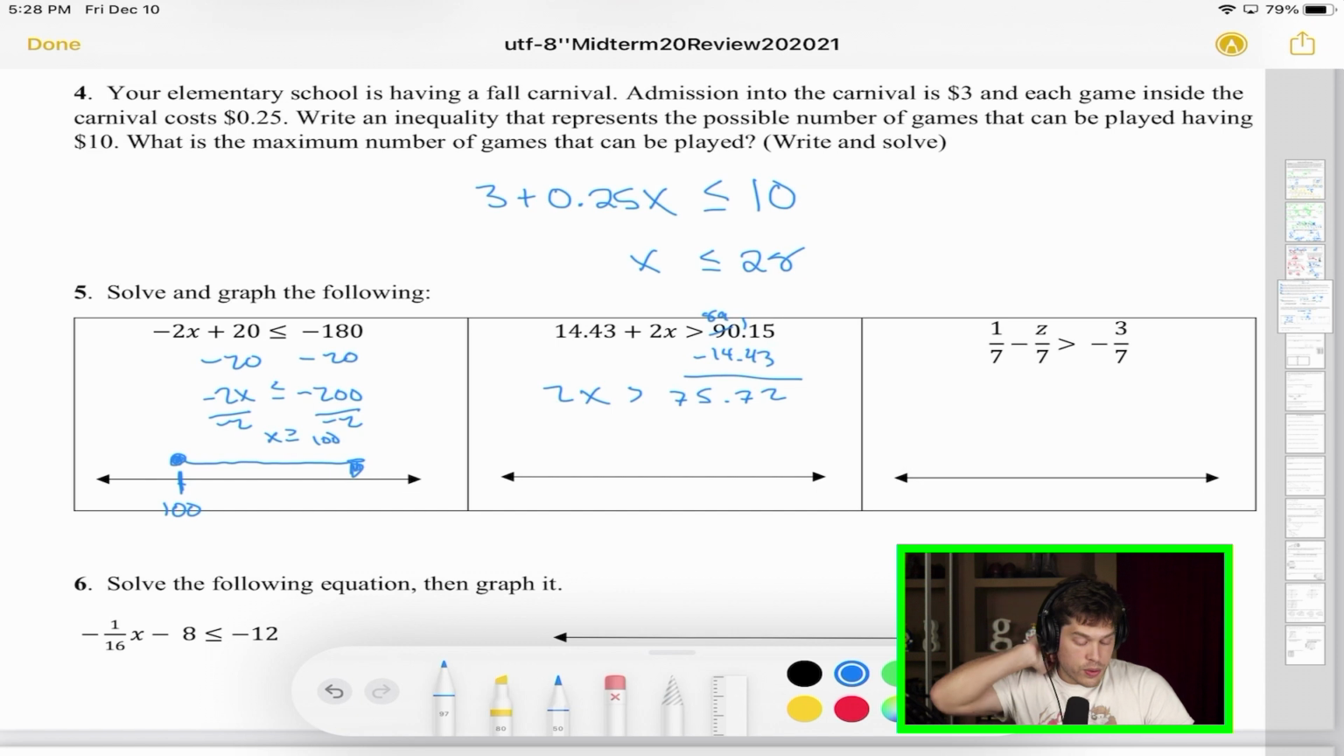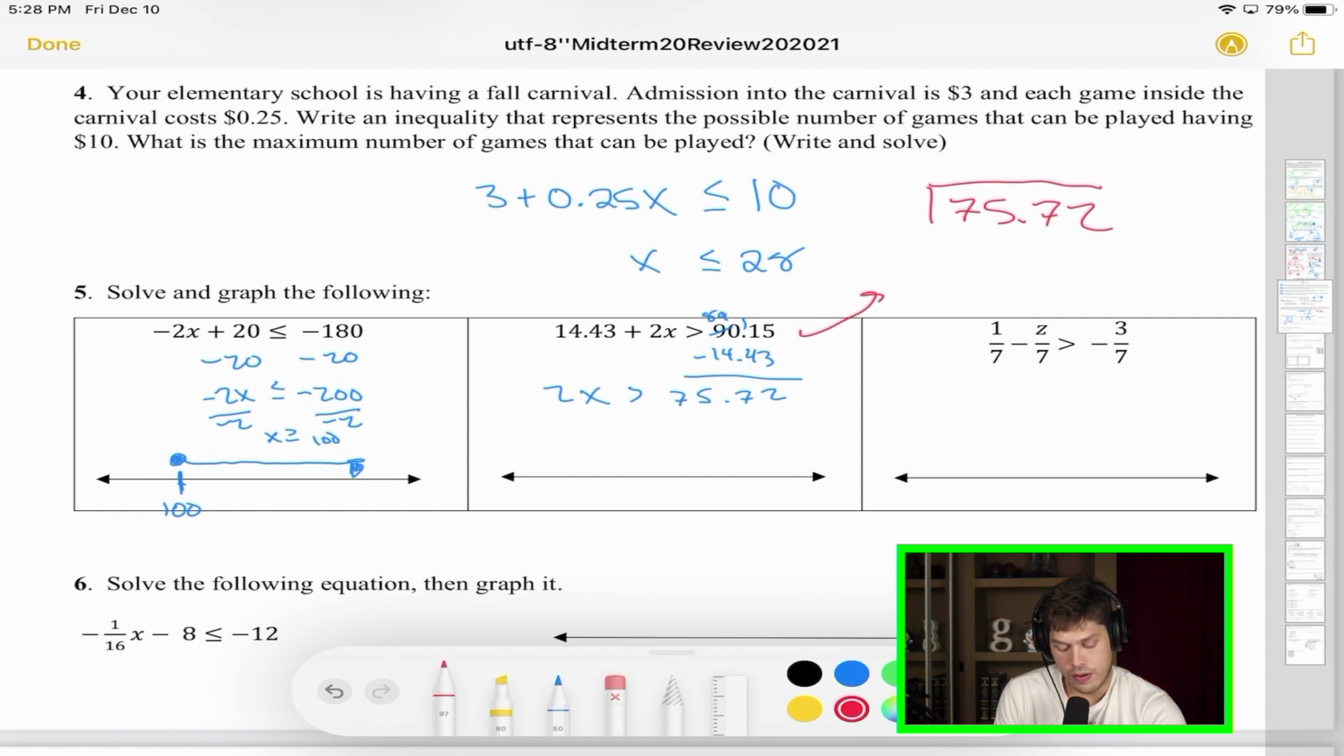Now we need to divide by 2. So I'm going to go out to this white space and divide out here. So 75.72 divided by 2. We're dividing both sides by 2 to isolate the x, right? So 2 goes into 7 3 times. 2 times 3 is 6. We have 1 left over. Bring down your 5. 2 goes into 15 7 times.